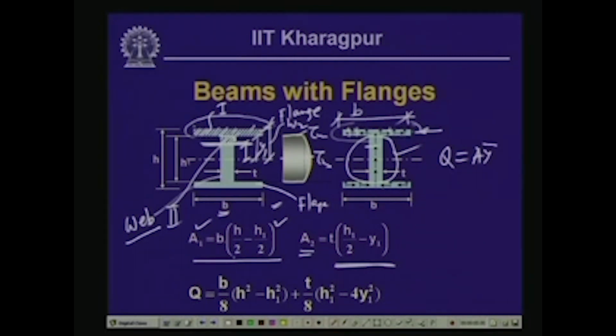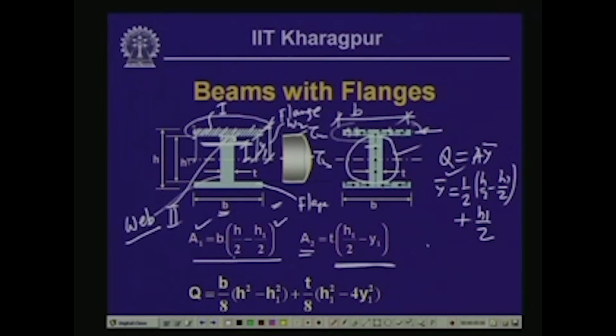So, for the first rectangle, y bar will be equal to this h by 2 minus h1 by 2, which is the thickness, and half of that, half of h by 2 minus h1 by 2, is the distance of the CG from the top or the bottom. To that, if I add this particular distance, which is h1 by 2, this plus h1 by 2 will give me the y bar of the first rectangle.